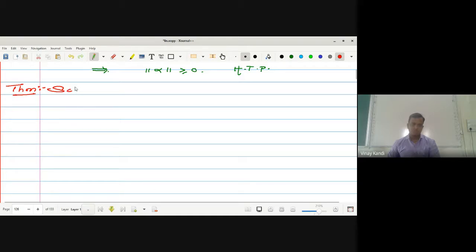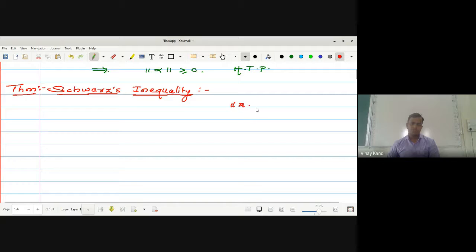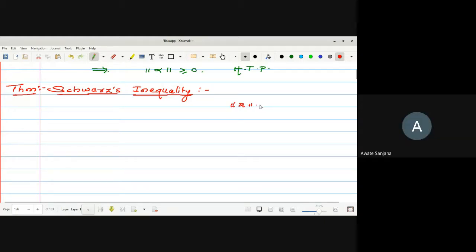Anyone knows what is the Schwarz inequality? Maybe it was covered in functional analysis somewhere. Norm of x into y is equal to norm of x into norm of y. No sir, norm of x into norm of y. No, that is not the statement.